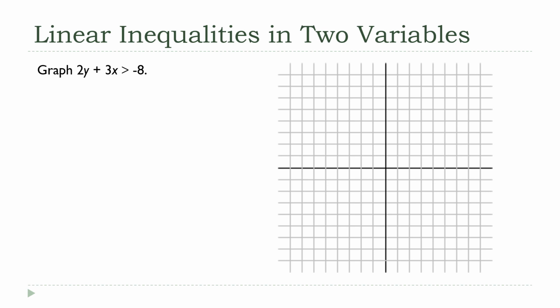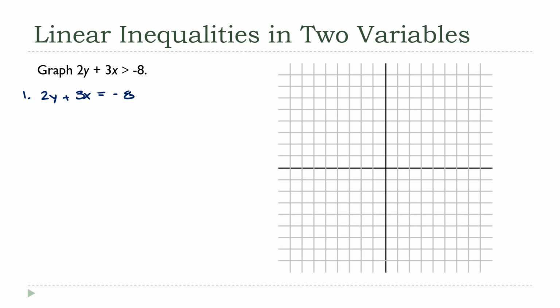So let's try another one here. It's very similar. The only difference is it's not nicely solved for y like the previous one was. But we're going to handle this the same way. Step number 1 is graph the line 2y plus 3x equals negative 8. And to do that, I'm just going to put it into that slope-intercept form. I'm going to solve it for y.